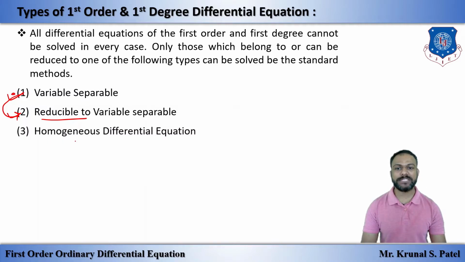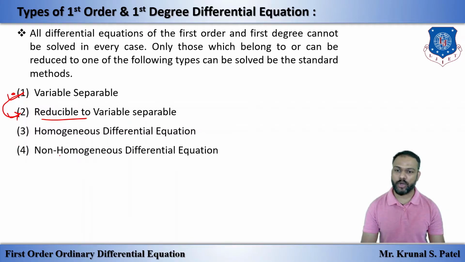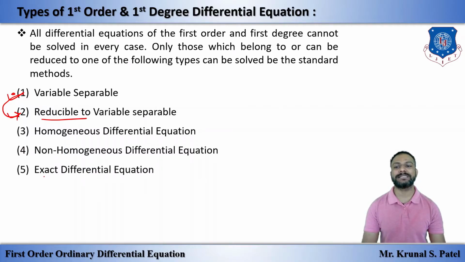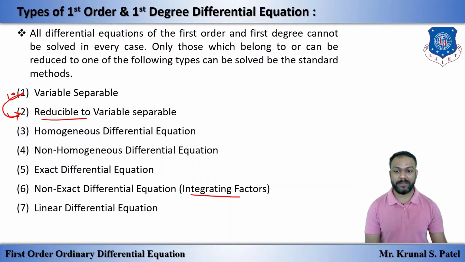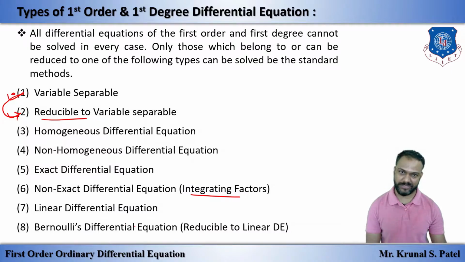Similarly, we have the homogeneous differential equation. In this also we will use variable separable and reducible to variable separable. Third is the non-homogeneous differential equation. Fourth is the exact differential equation. Fifth is the non-exact differential equation, where we will find the integrating factor, that is IF. You already studied some of these methods in your school level, 12th standard. We have another, the linear differential equation, or Leibniz differential equation, and the eighth is the Bernoulli differential equation, or reducible to linear differential equation.